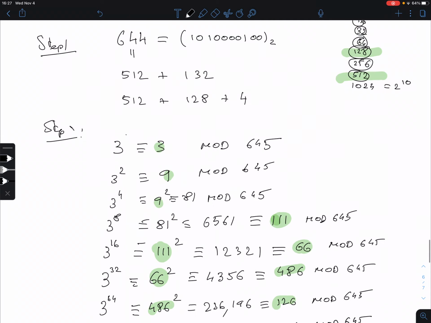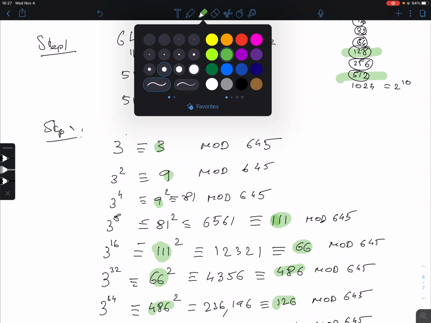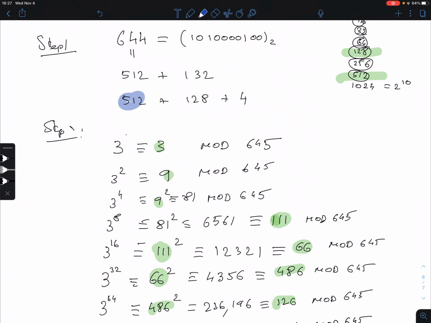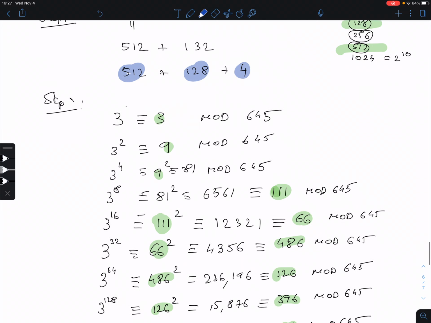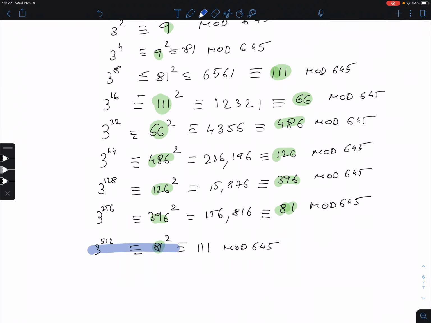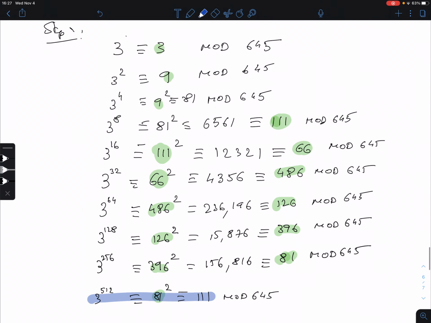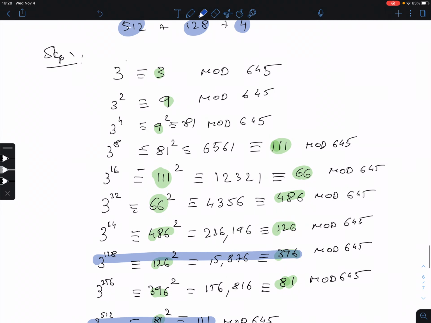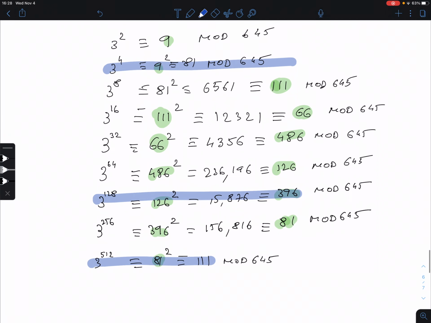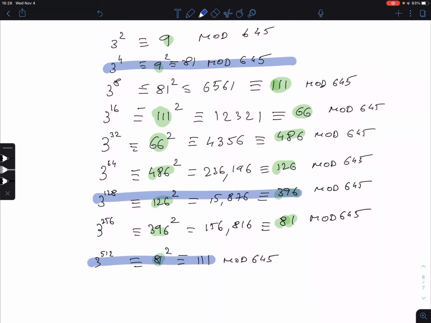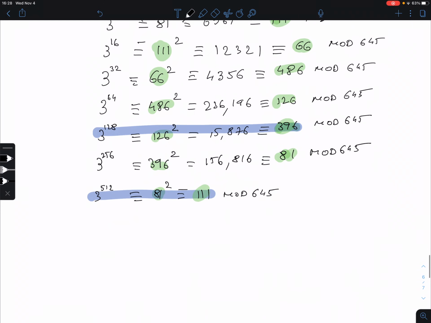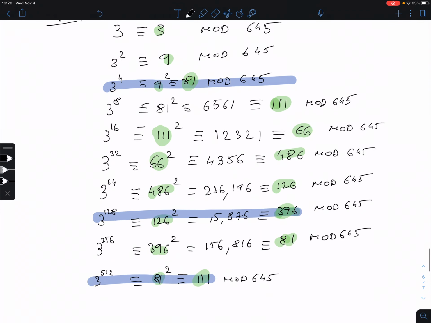Okay, so should I go on? As I said, no. The reason is because now I'm going to do this in blue. 512, 128, and 4 are the ones I need. So 512, 128, I'm looking at the powers of 3 on the left hand side, and 4. These are the only 3 I need. And so what I need to do is calculate these numbers, the green numbers that I have on the left here, and multiply these numbers with each other. So my result is, what was the number?